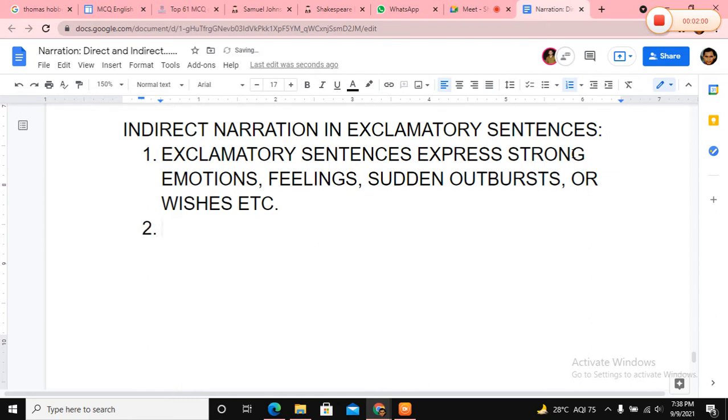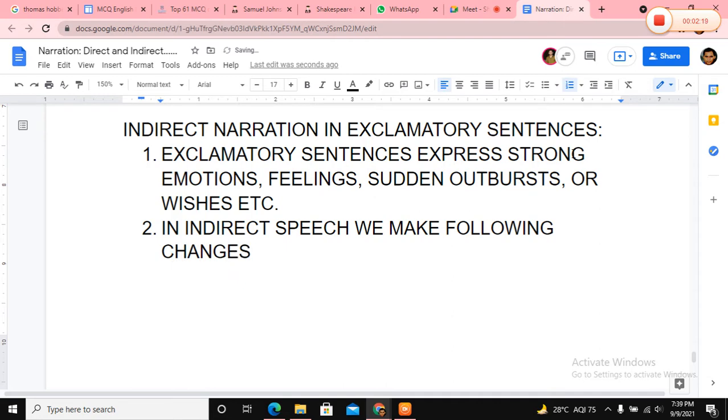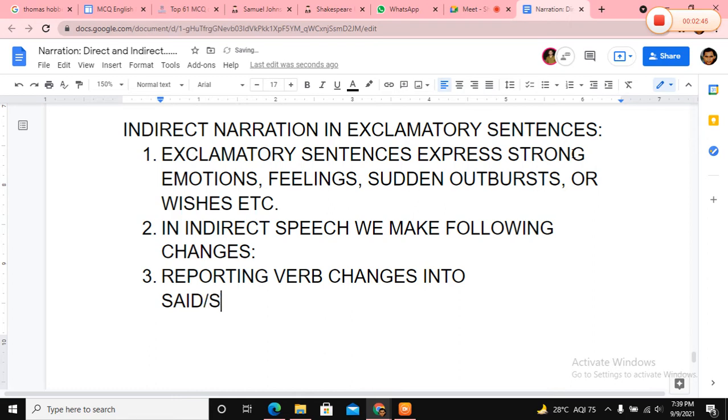Okay, so in indirect speech, we make the following changes: the reporting verb changes into said to, exclaimed with emotion.